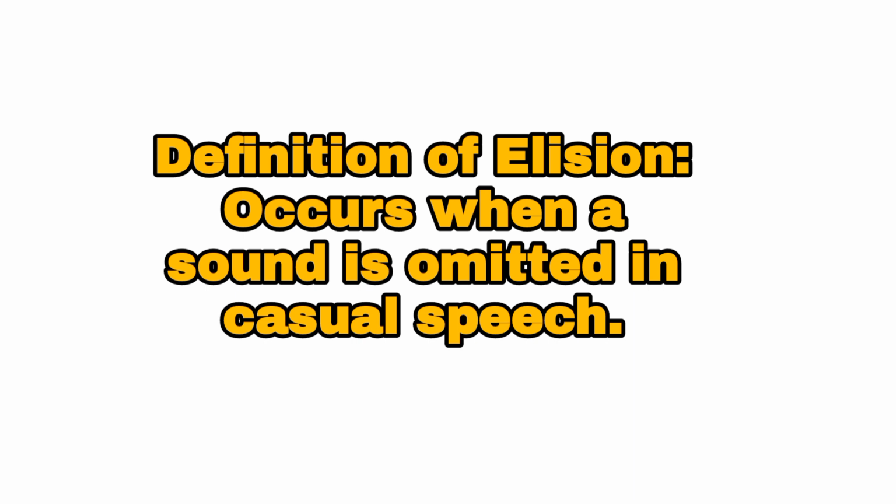Point 13: elision. The definition of elision: it occurs when a sound is omitted in casual speech. Example: the omission of the letter D in "friendship" or the letter T in "aspects."